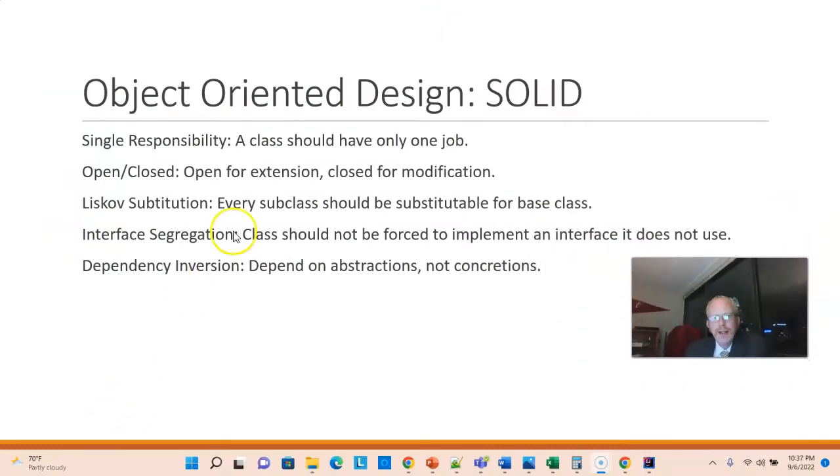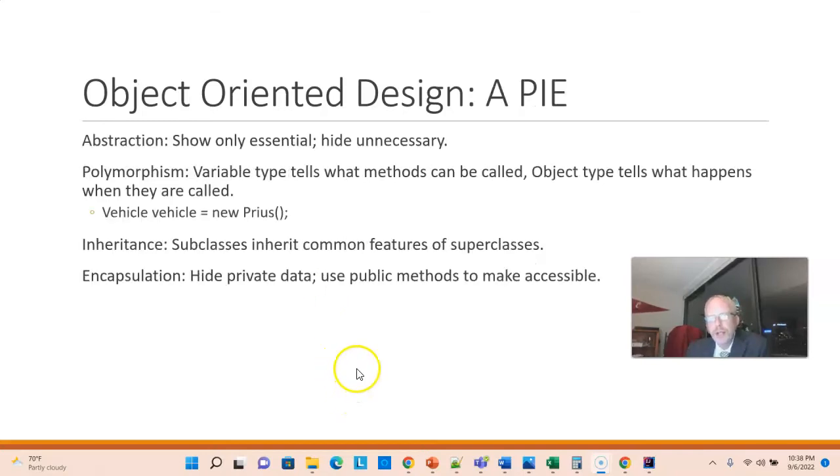So open for extension, closed for modification means you can subclass it, but you don't want to change the internals of the class itself. You'd rather override it. Liskov Substitution: every class should be substitutable for its base class. That goes back to our example from the previous slide, where we have a vehicle, but we can substitute in a Prius for that. And if we are extending vehicle into Sonic, into Chevy Bolt, into all of these other things, a Ford Mustang, all of those are substitutable for the superclass.